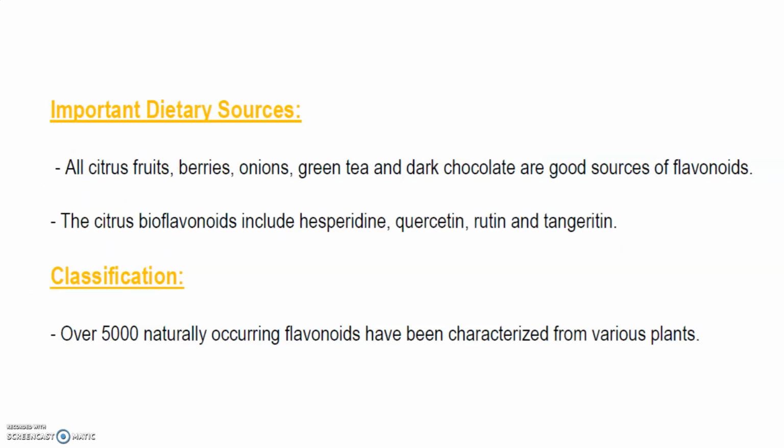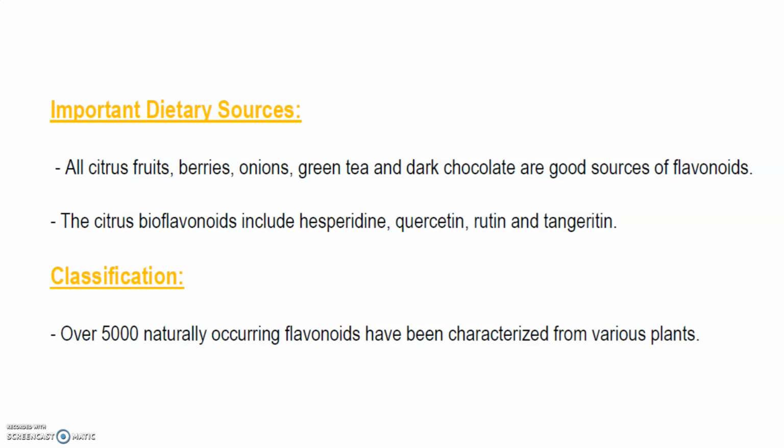Now friends, important dietary sources. All citrus fruits, berries, onions, green tea and dark chocolates are good sources of flavonoids. The citrus bioflavonoids include hesperidin, quercetin, rutin and tangeritin.